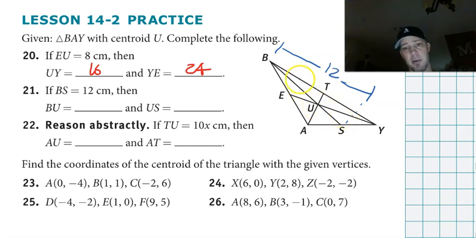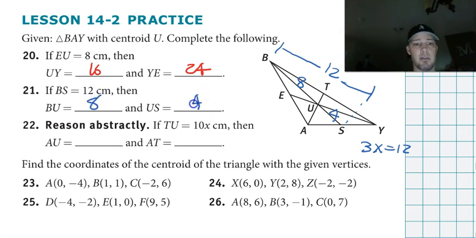I don't know what this is, but whatever it is, it's twice as much as this piece here. So the whole thing is 3x. Divided by 3, you get x equals 4, so this will be 4, and 2 times 4 is 8, which makes sense because it does need to be twice as much here as it is here, and it does add up to 12. So then BU would be 8, and US would be 4.